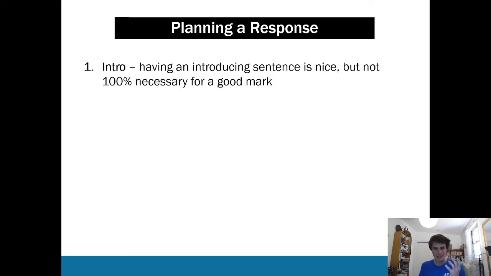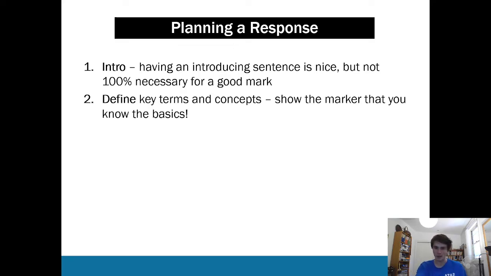This isn't like an intro in English where it's 5 marks, you've got your thesis, you've got to say the text title and name and stuff like that. It's not like that. It's more so you're going to use one sentence to say, okay, here's what I'm going to chat about really quickly. Here's why it's important. This isn't super necessary, but I can tell you that so many students who do really well do include this, just because it neatens their response and structures it really, really well.